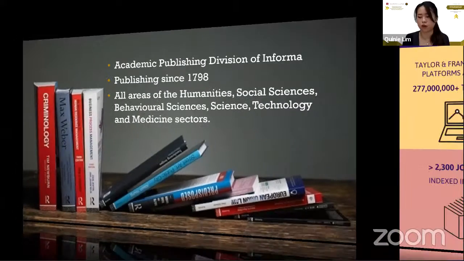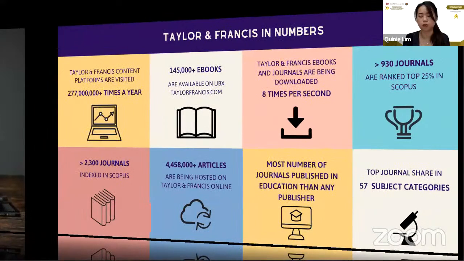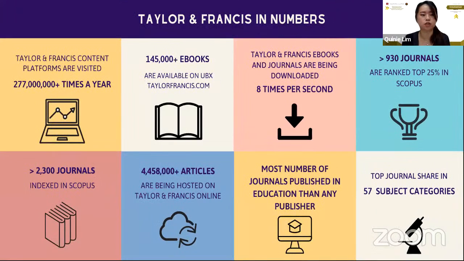So this is an infographic about some interesting numbers about Taylor and Francis. Our journals and ebooks platforms are visited more than 277 million times a year. Our journals platform, Taylor and Francis Online, has 4.5 million articles, and our ebooks platform has over 145,000 ebooks. More than 2,300 of our journals are indexed on Scopus, and more than 930 are ranked top 25%.